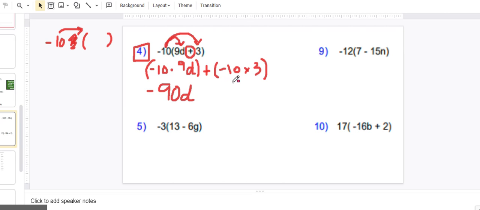Then we can come over here and say, okay, we're going to use that same logic. So negative 10 times 3, or negative 10 3 times, which gets us negative 30. So then when we drop this down here, we're going to say, oh, look at that. I've got negative 90d plus negative 30. Okay.